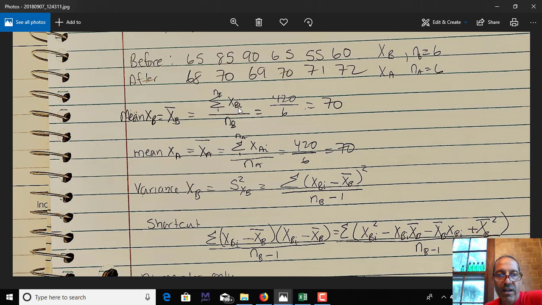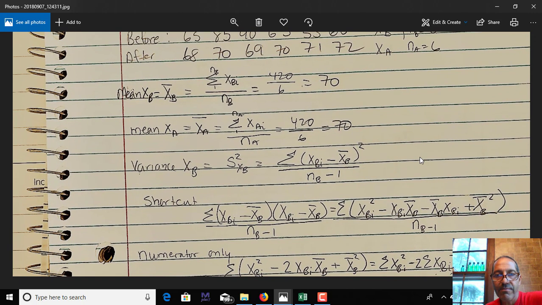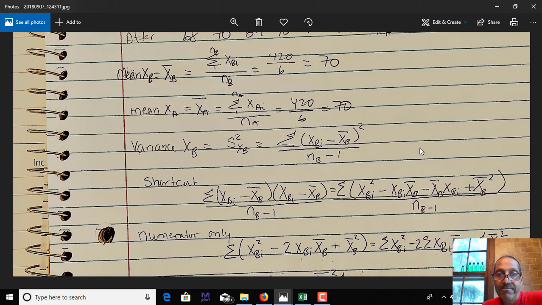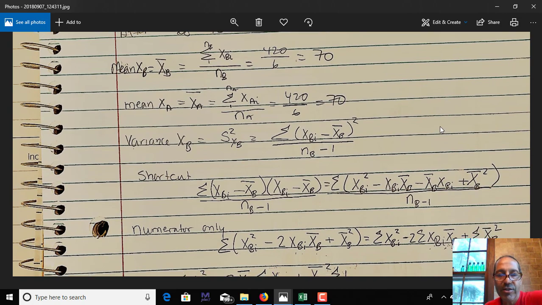We're going to summate all the values and divide by the sample size. So we get 420 divided by 6 equals 70. For after, the mean is exactly the same. So you think, okay, well maybe this isn't working. But that's an interesting look. Later on we'll be able to make all kinds of interesting calculations. But it doesn't look like much is changing from this treatment.